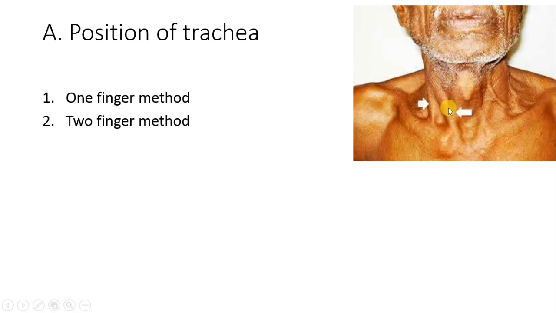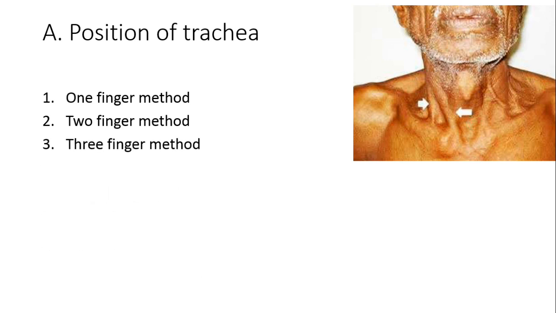One index finger is put between the trachea and sternomastoid on one side, and another middle finger is pushed to the opposite side, and assess the depth as well as the space between the trachea and sternocleidomastoid muscle. If the trachea is deviated to one side, on that side the depth and space between the trachea and sternocleidomastoid is reduced.